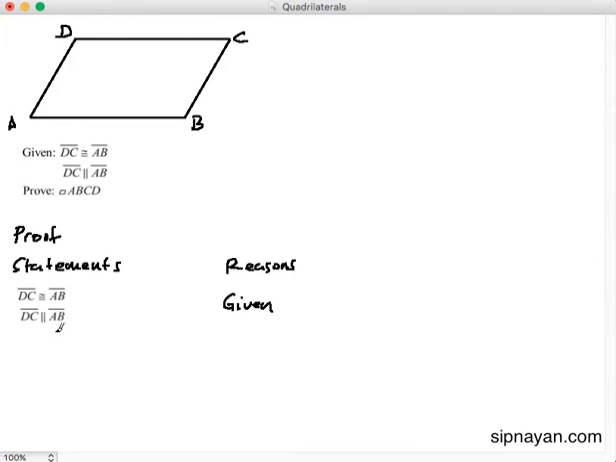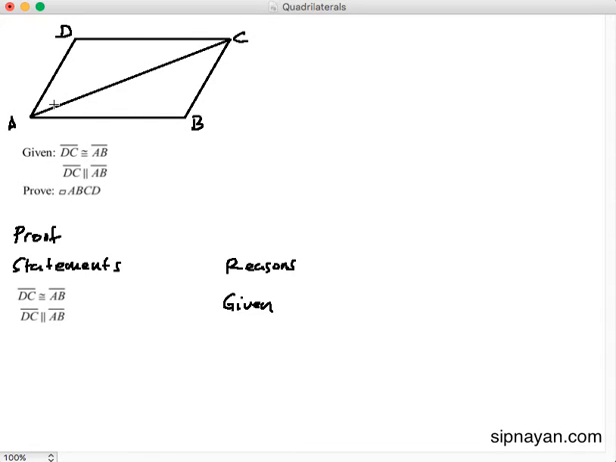And the proof, of course, yung pinakauna natin is yung given. DC is congruent to AB and DC is parallel to AB. Yung pinaka-given natin. Next, minsan sa mga proof kailangan natin mag-draw, no? Pag nag-draw tayo ng diagonal, for example, makakabot tayo ng dalawang triangles, no?